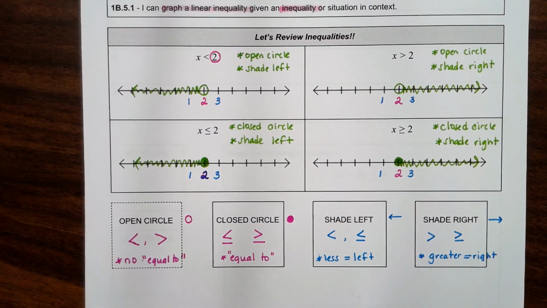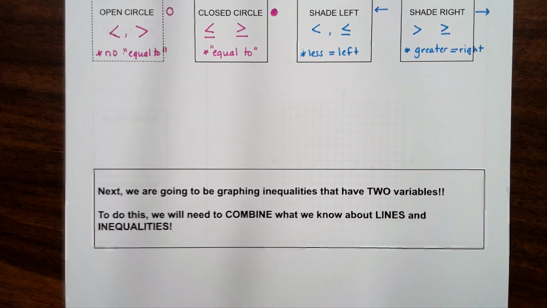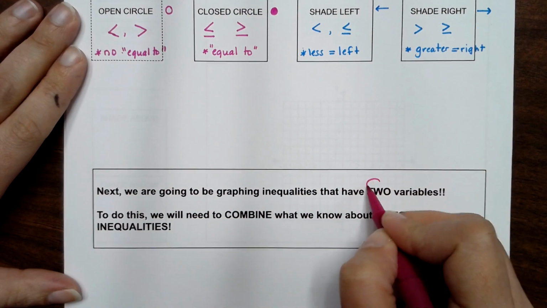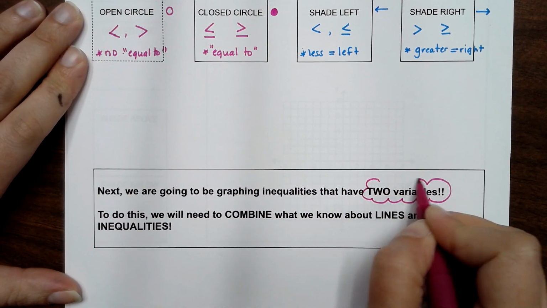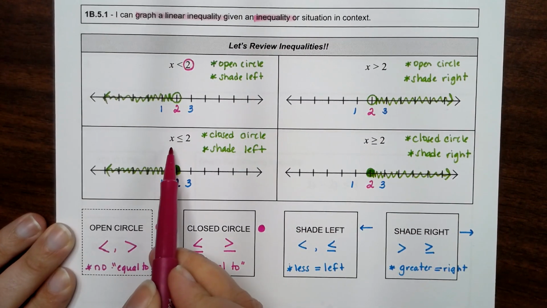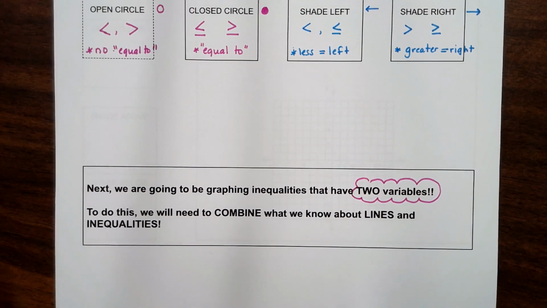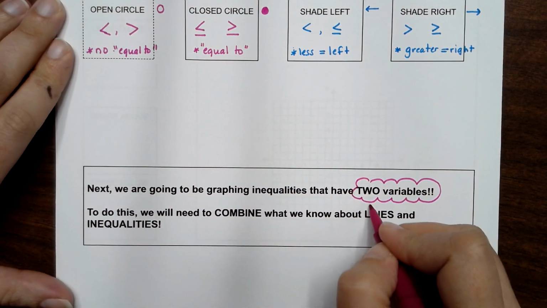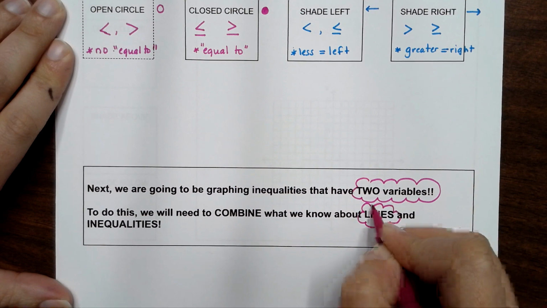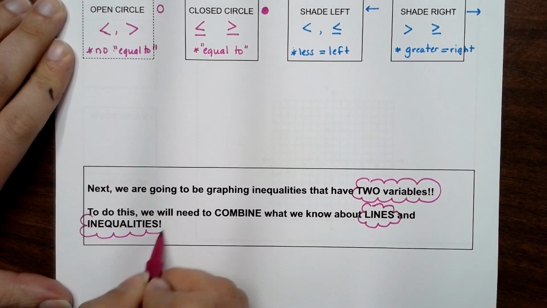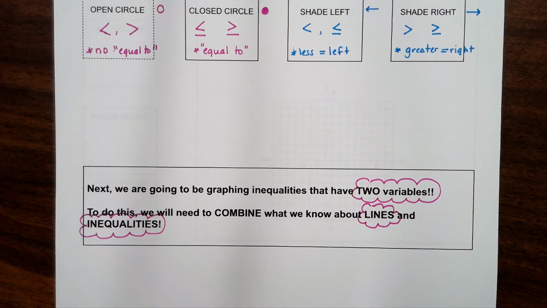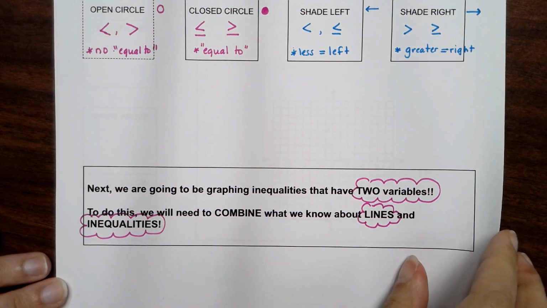Now, the reason we're reviewing this today is that our new idea today is that we are going to be graphing inequalities that have two variables. So that's going to make this a little bit different than what we've done before. Instead of just x in our symbols, like we have here, we're going to have inequalities with two variables. To do this, we're going to need to combine what we know about graphing lines and about graphing inequalities. And we're going to do that on the next page of our notes. So let's take a look at what we would do.